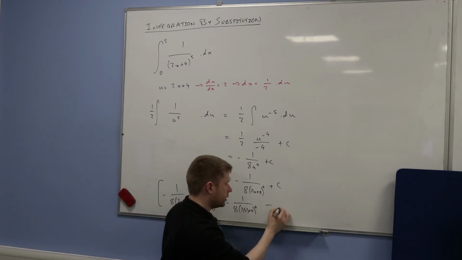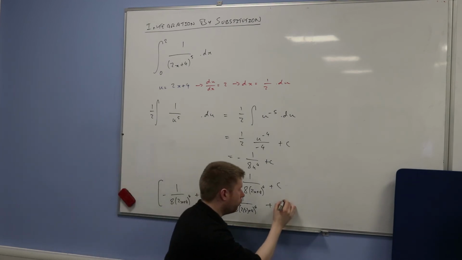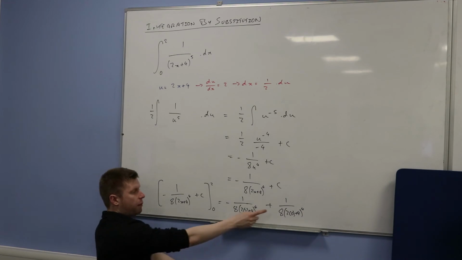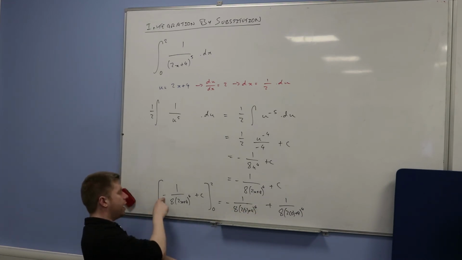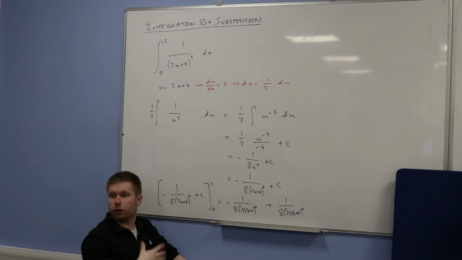So I get negative of a negative, which is a positive, of 1 over 8 lots of 2 lots of 0 plus 4 all raised to the power 4. Is that okay? Yeah, you clear why that becomes a positive? Because it's taking away a negative function. Yep. And then you just stick all that in your calculator and see what it comes out as.